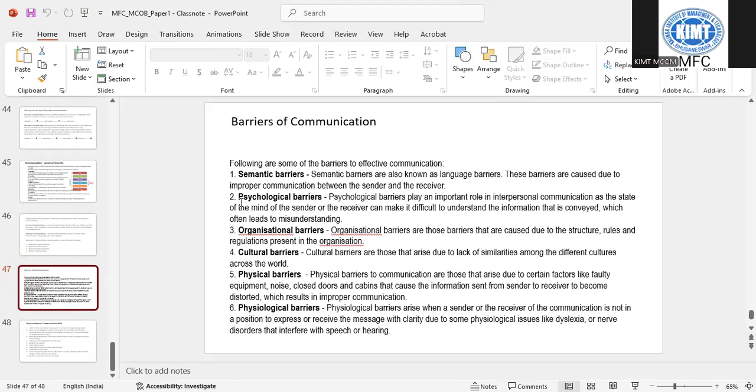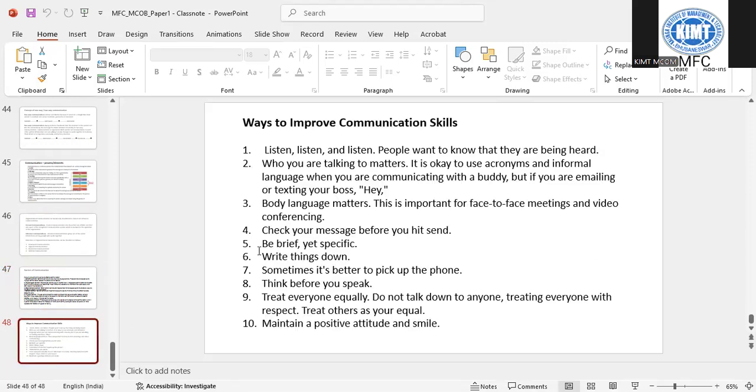Semantic barriers, psychological barriers, organizational barriers, cultural barriers, physical barriers, physiological barriers. These could be the hindrances or problems in communication when you are doing a lot of things. So, what is the problem you can face in communication? You remember these points, then we understand how you can improve communication.